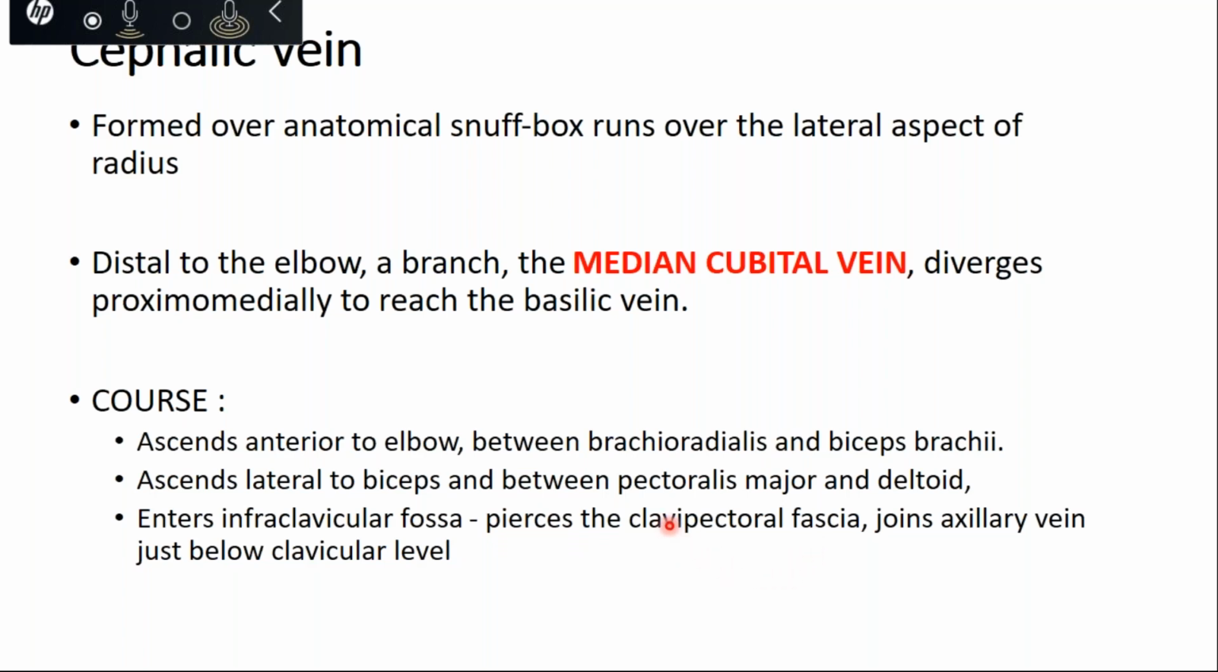Any doubts in the cephalic vein? Do you have any doubts? All right. What is a brachioradialis? I can't hear you. Can you please be a little bit loud?